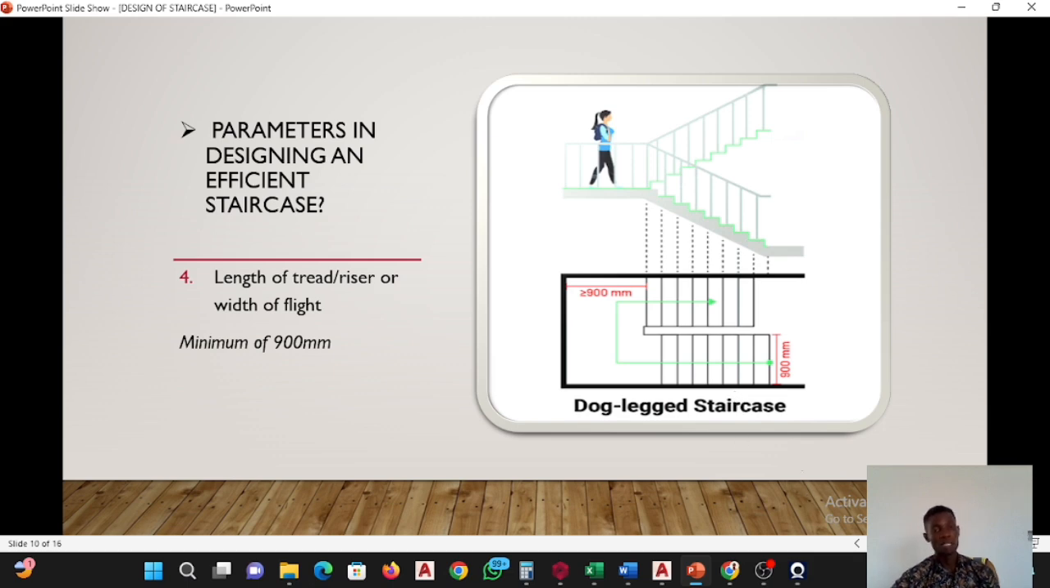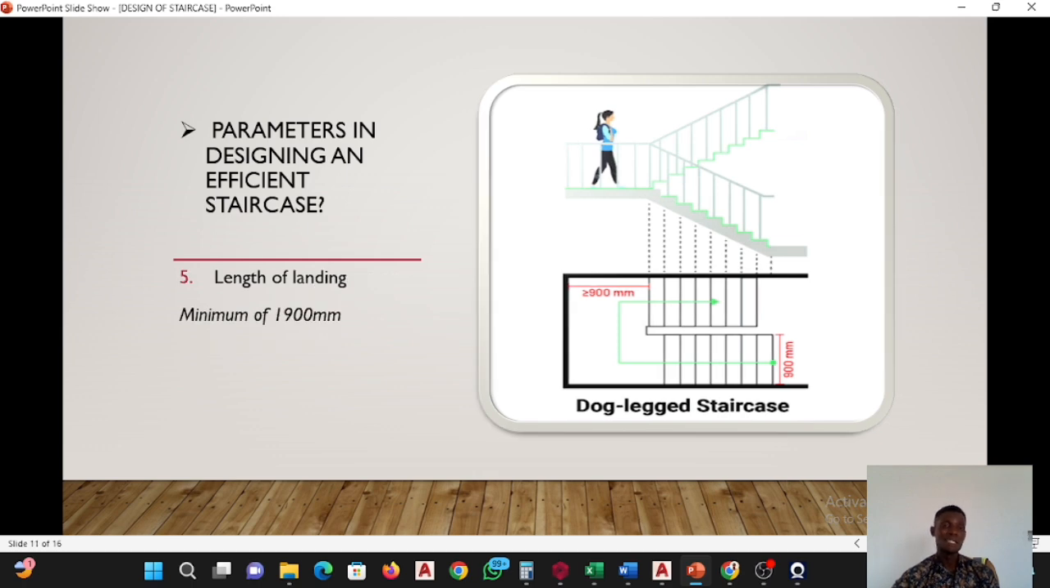Let's go to another parameter. The next parameter is length of landing. Now, this length of landing can be regarded as the length of the 2 flights together. So, I said the minimum for this is 900, the minimum for this is 900, making 1.8. Then you have a space at the middle of the 2 flights. So let's say it is 100 mm. So when you add it together, you have 1.9. Although it might be more, it can be greater than that. That's why I said minimum 1.9.